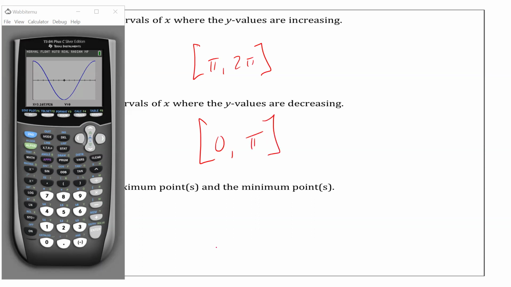Where is our maximum and minimum located? We have a maximum at what? We have 2 max points. What are our max points? There we go. 0, 1, and 2 pi comma 1. Where's our minimum point? We're at pi comma -1. Okay.